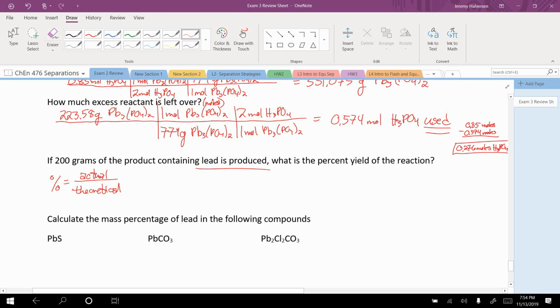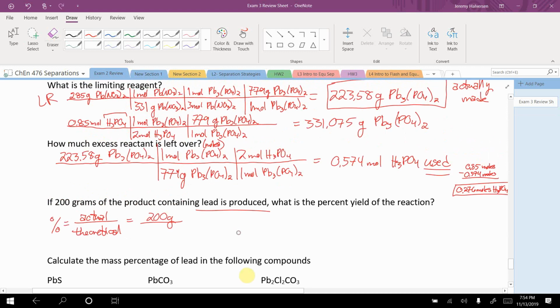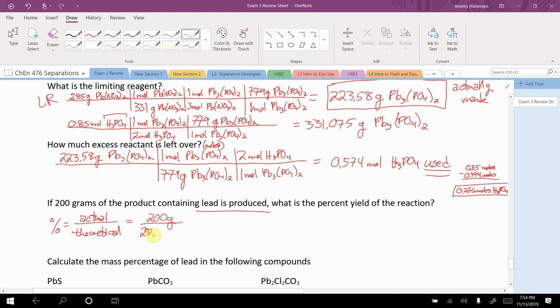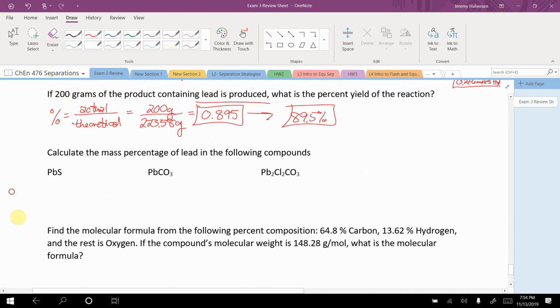So this 200 grams, is that actual or theoretical? Your actual. What's your theoretical? Math is theoretical, right? So I did the math. That got me the theoretical amount, and I get that's my percent yield. Or I could say 89.5%. Cool? All right.